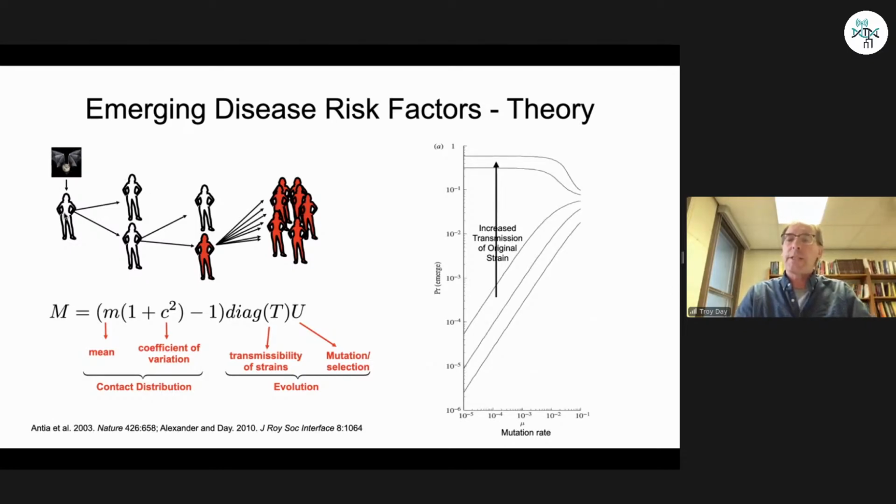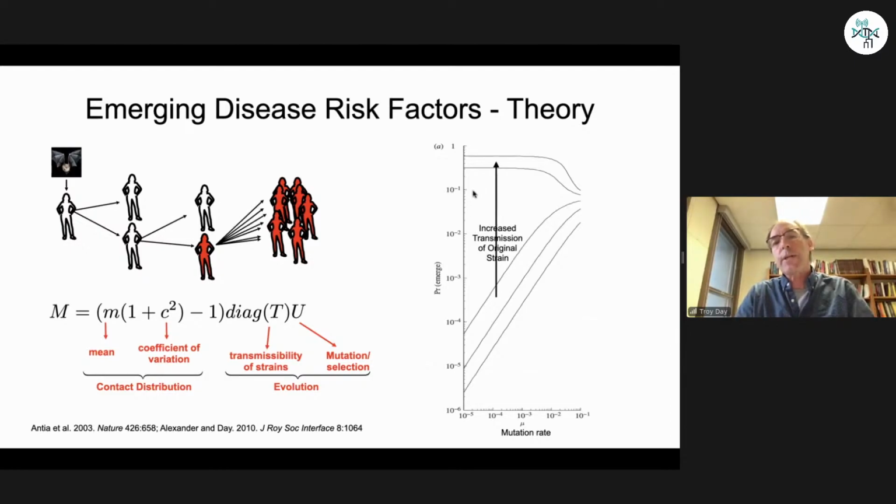How good is it at transmitting before any evolutionary adaptation happens? And you can see for pathogens that are initially poorly adapted in their host population, increasing the mutation rate does a lot to increase the probability of emergence of the infectious disease. But that effect decreases as the initial level of adaptation increases.